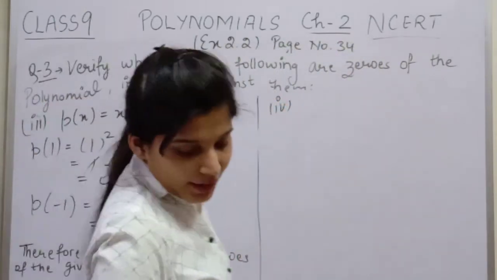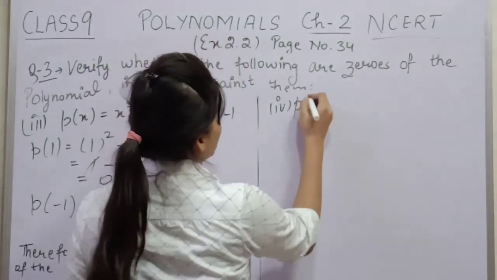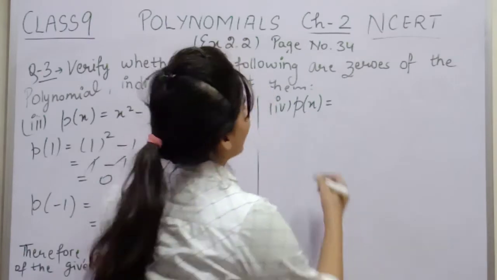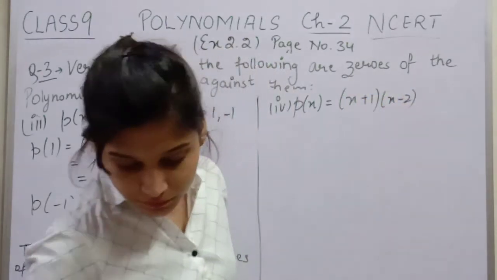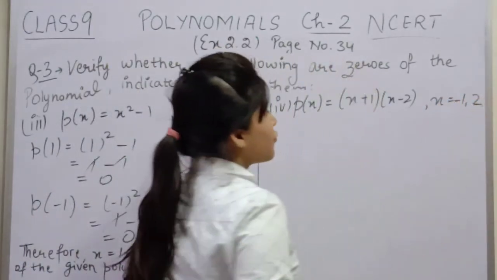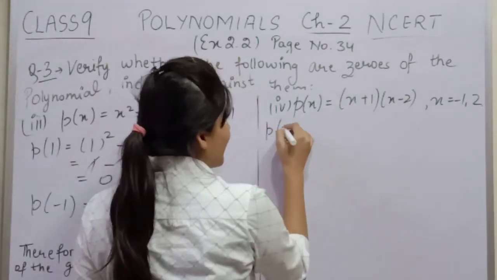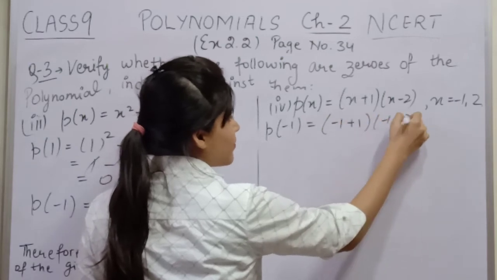So the fourth part is p(x) equals x plus 1 times x minus 2, at x equals to minus 1 and 2. So here again we have two values. So first we will be putting x equals to minus 1. So minus 1 plus 1, minus 1 minus 2.